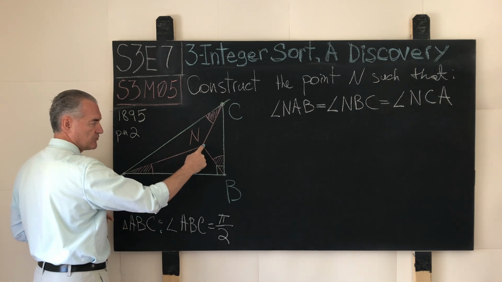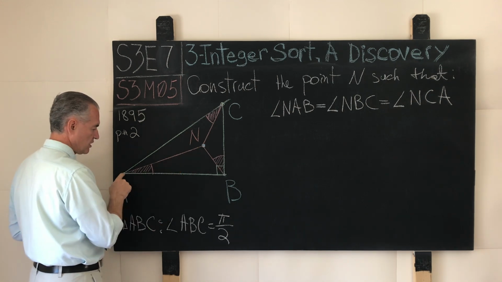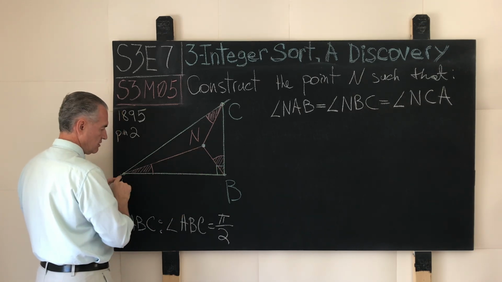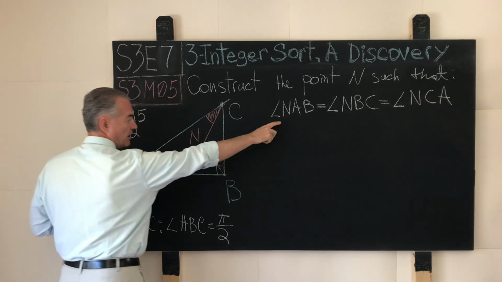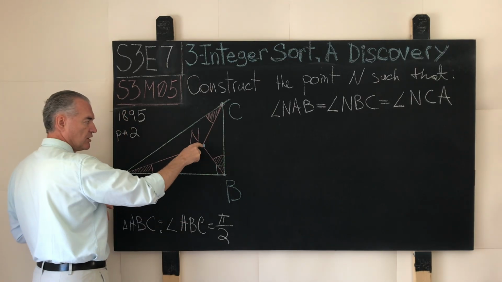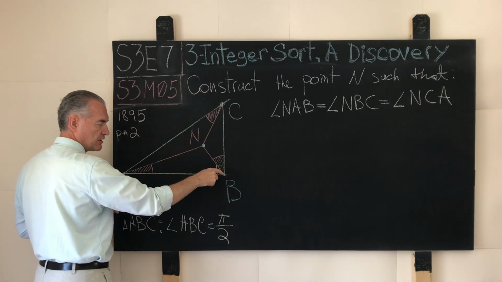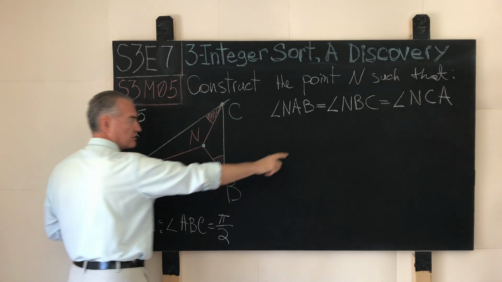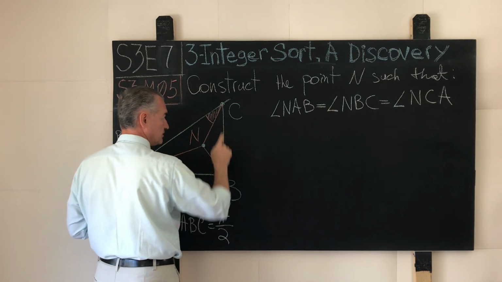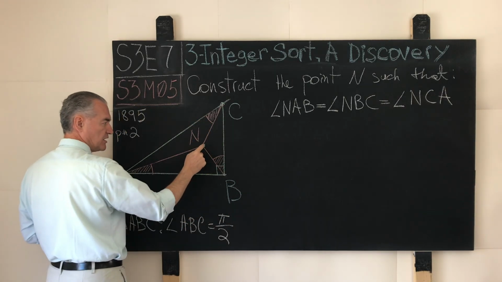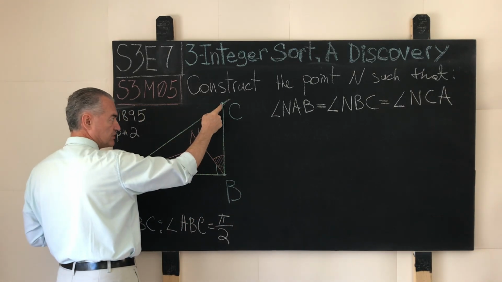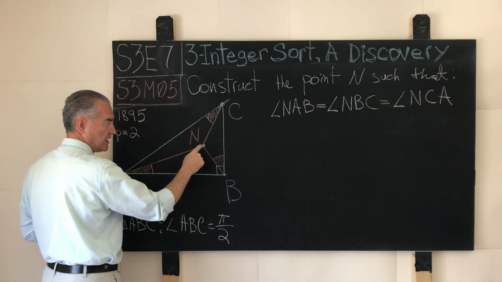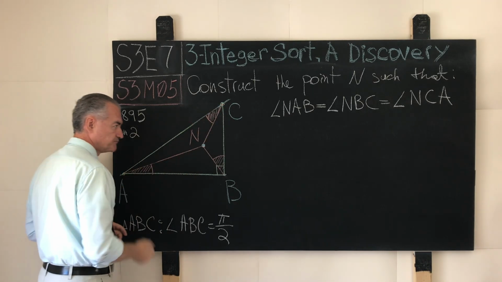counterclockwise again, standing at the point N, looking at A. The next maneuver is to go to B, so the angle is NAB. Turn, still standing at N, looking at B. The next vertex will be C, so the angle is NBC. Turn, standing at the point N, looking at the point C. The next one will be A, so the name of the angle is NCA.